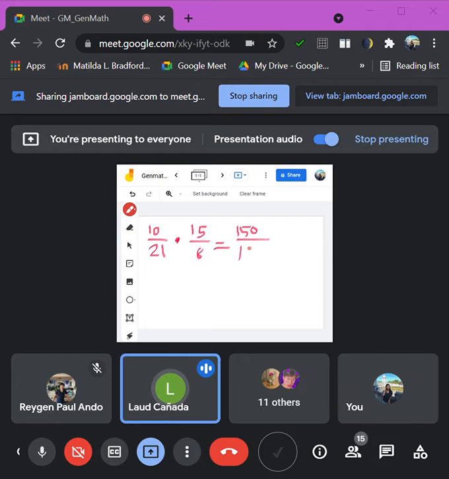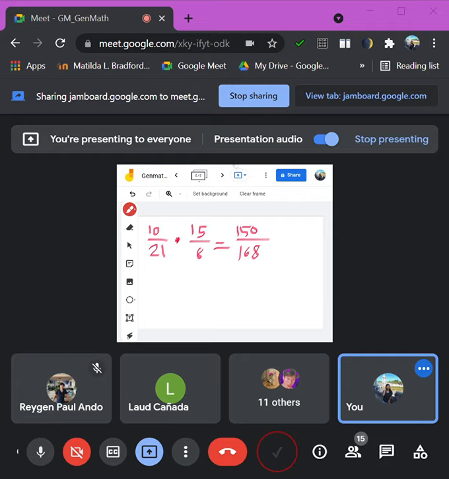168. And now, do you think we can simplify this one? 25 over 28. Okay, very good. That is 25 over 28. Okay. And then, teacher, wala kita ni sunod sa iyang ganina nga prime factors. Actually, we can do that one as well.